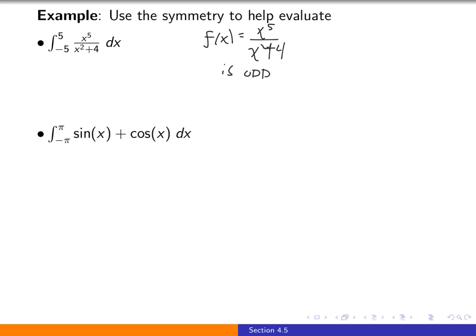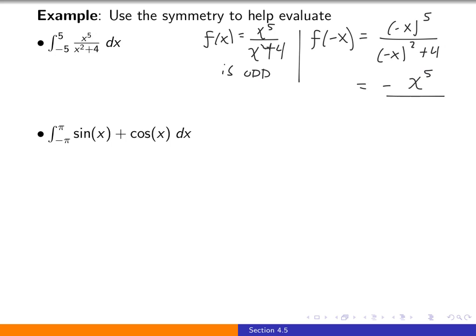The reason why is if we take f of minus x, that's going to be minus x to the 5th, divided by minus x squared plus 4. Minus x to the 5th is minus the x to the 5th. Minus x quantity squared is just x squared. And what we end up with is minus the function f of x. So f of minus x equals minus f of x. That is the definition of being odd.